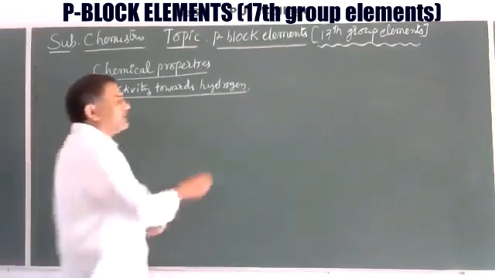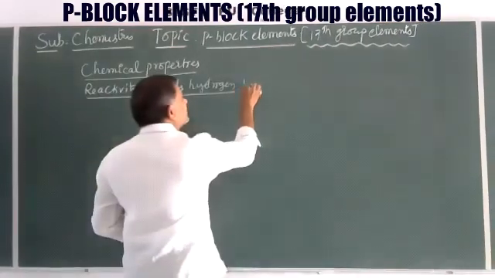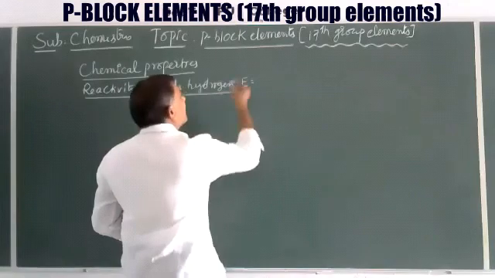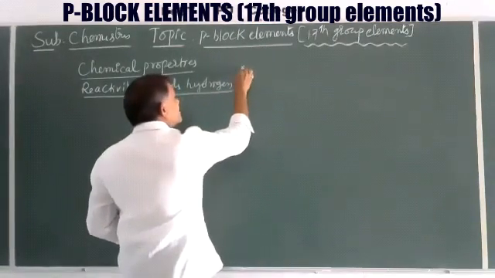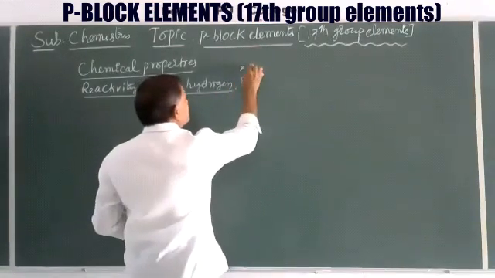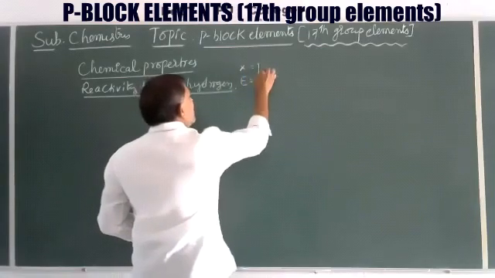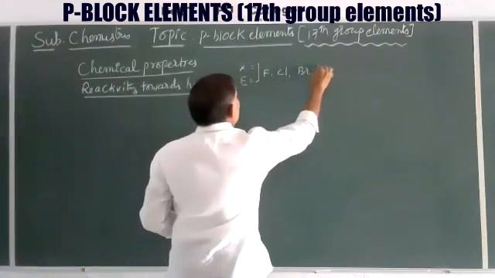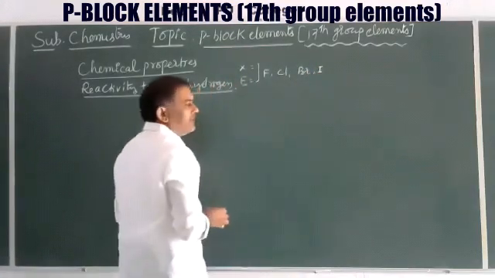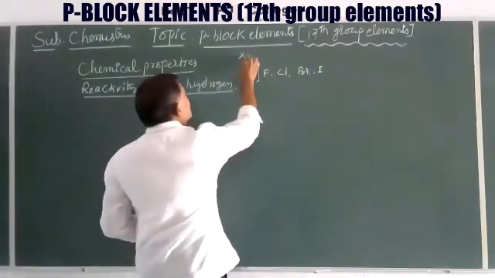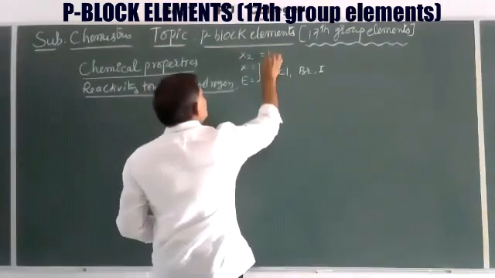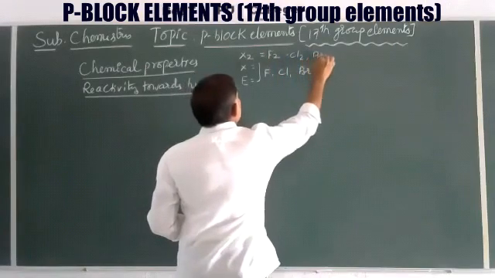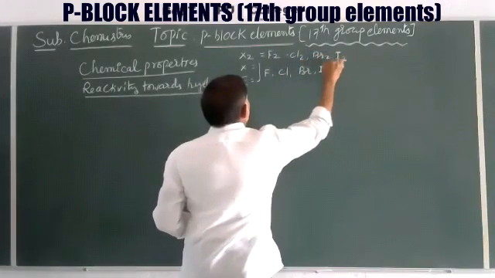Okay? Here, the elements of the 17th group are denoted like E, or particularly X. They are fluorine, chlorine, bromine, iodine. Astatine is a radioactive element. In molecular state, X2 is F2, Cl2, Br2 and I2 molecules.